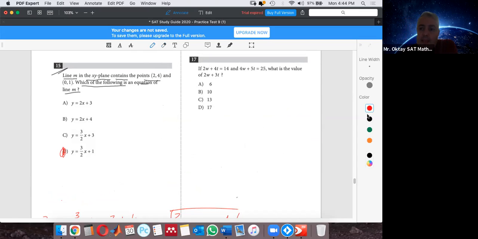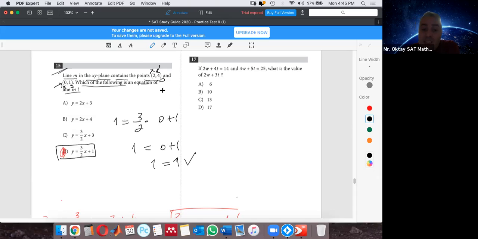If this is my answer, this point must satisfy the equation. So this is x, this is y, this is x, this is y. Just put y, which is 1, equals 3 over 2 times x. What is x? 0 plus 1. 1 is equal to 0 plus 1. 1 is equal to 1. It is okay, but it must also be satisfied for the second point. So y is equal to 3 over 2 times x plus 1. So 4 is equal to 3 plus 1. 4 is equal to 4.